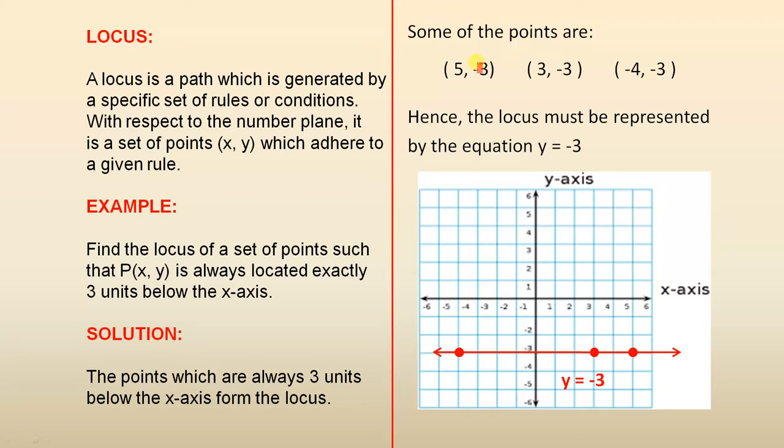So I've just put 3 points here as an example: 5, minus 3, which is here; 3, minus 3, which is there; and minus 4, minus 3, which is there. I've drawn a straight line through those points, and that line is parallel to the x-axis. Hence, every point on that line is exactly 3 units away from the x-axis. Hence, the locus must be represented by the equation y equals minus 3.